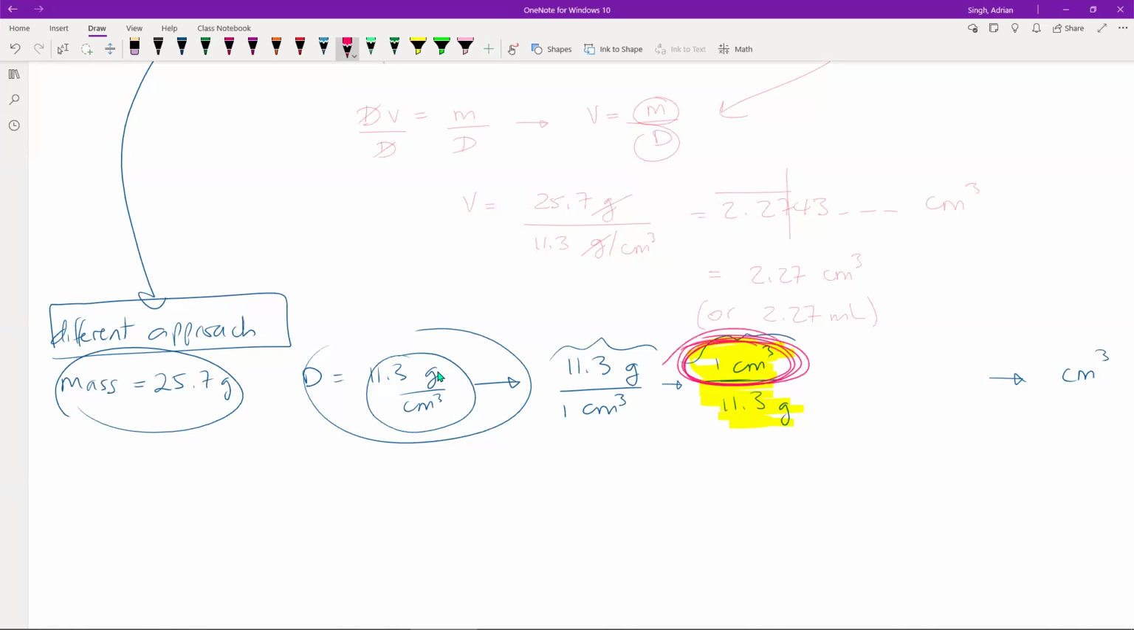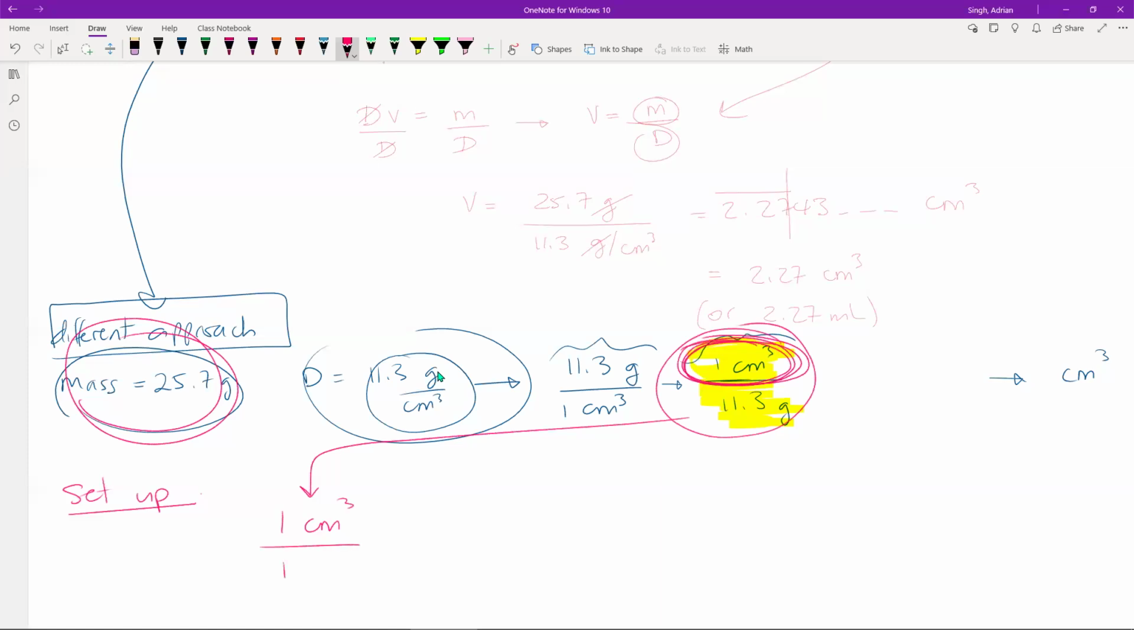So I'm going to select this conversion factor because it's got the unit that I want where it needs to be. And then I also need to incorporate the mass in there, right? So if I set this up, okay, I'm going to take my conversion factor first. So let's put that 1 cubic centimeter for every 11.3 grams. I select this one because the cubic centimeters is in the numerator. And then I have my mass here, 25.7 grams, and put that over 1. And guess what? Grams cancel.